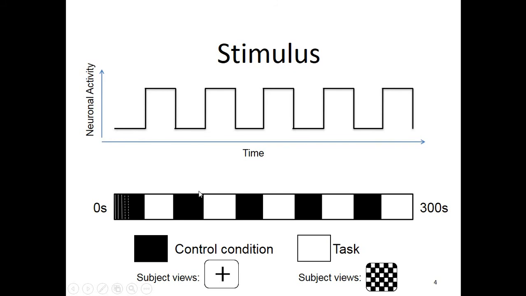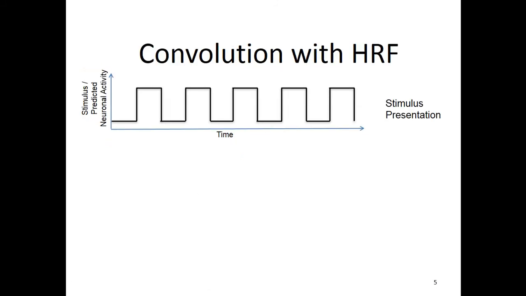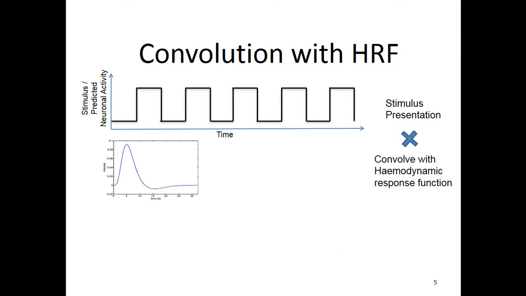But of course, we can't measure the neurons directly. So instead what we do is we take a model of the single pulse response we'd expect to see if a neural population was being activated. I mean, that's been very well established. It's called the canonical hemodynamic response function.